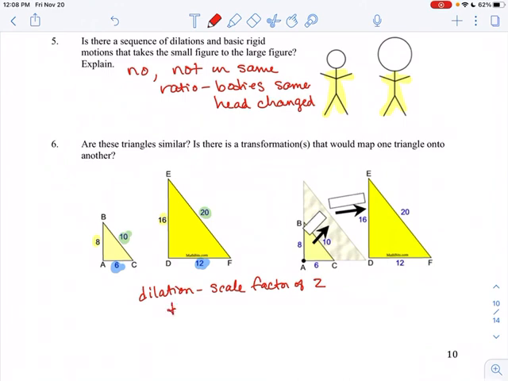And then I just translated it. But both of those would result in the figure being similar, all right? Each side is twice as long as the other side.